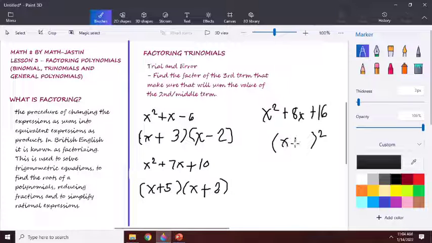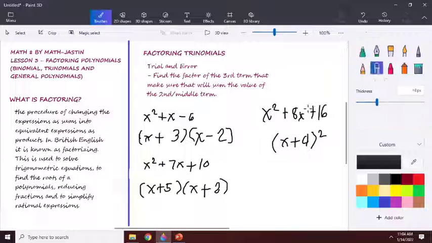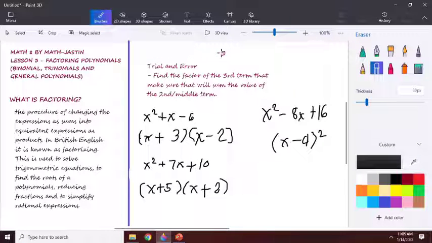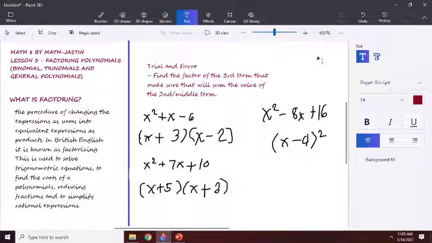Bakit mo naging x plus 4? So, you just find the square root of the first and third term to get positive and copy the sign of the middle term. How about kapag nag-negative? Negative ang nasa gitna naman. Okay? So, yun lang. So, next, we are going to proceed in our factoring general polynomials.